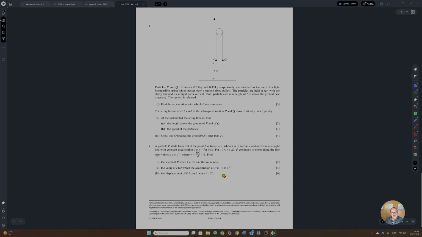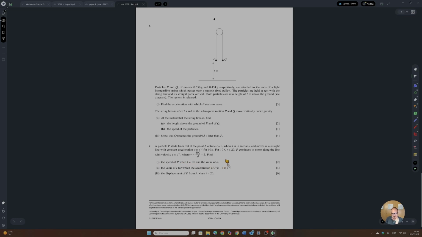A particle P starts from rest at the point A at time t equals 0, where t is in seconds, and moves in a straight line with constant acceleration a meters per second squared for 10 seconds. For the time interval between 10 and 20 seconds, P continues to move along the line with velocity v meters per second, where v is given by that mathematical expression. Find first the speed of P when t equals 10 seconds and the value of a.